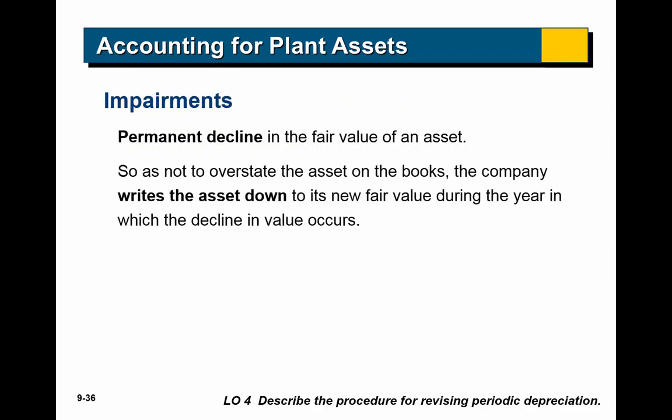Occasionally there's something called an impairment. That's when there's a permanent decline in the value of the asset. And so what we do if we have an impairment is we'll actually write down the value of the asset. We'll credit the asset. This doesn't happen very often, but sometimes it does.